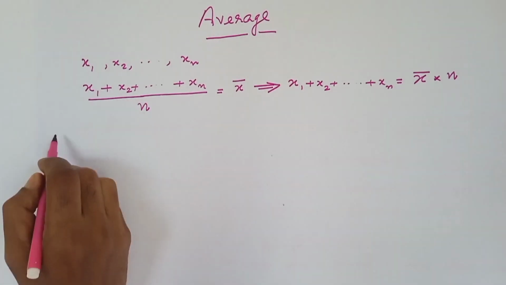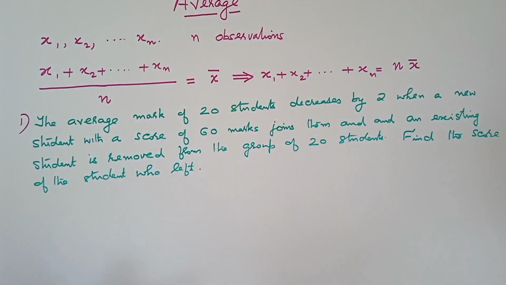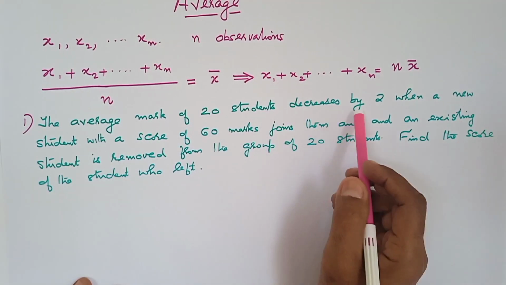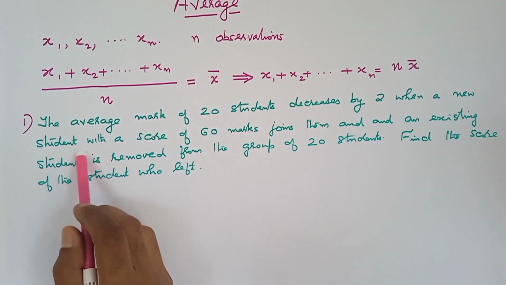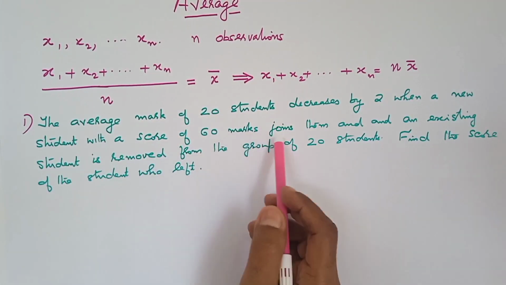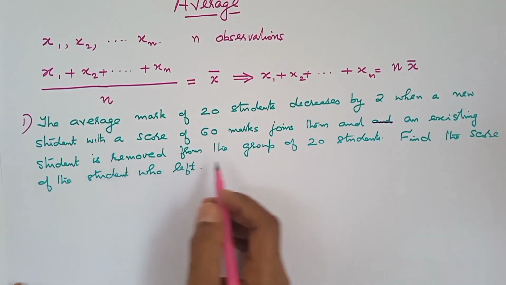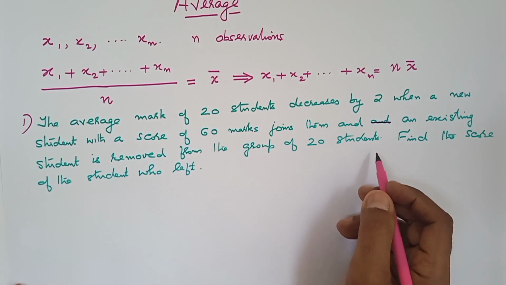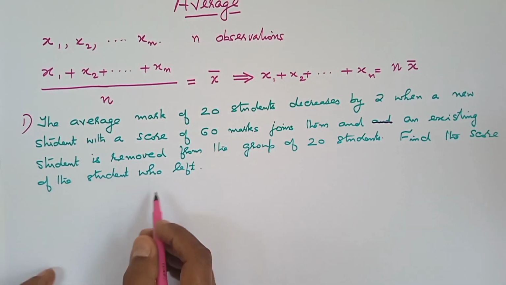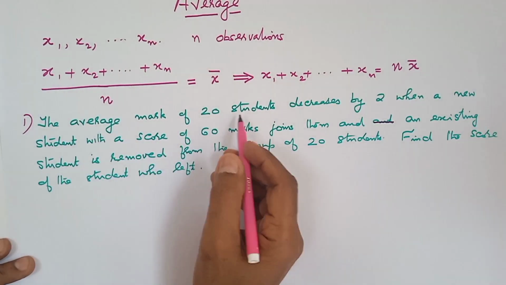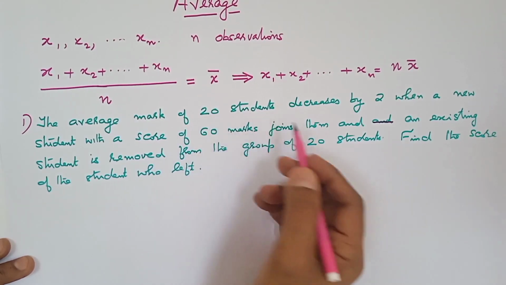The first problem is this. The average mark of 20 students decreases by 2 when a new student with a score of 60 marks joins them and an existing student is removed from the group of 20 students. Find the score of the student who left. We don't know the average score of the 20 students to begin with.